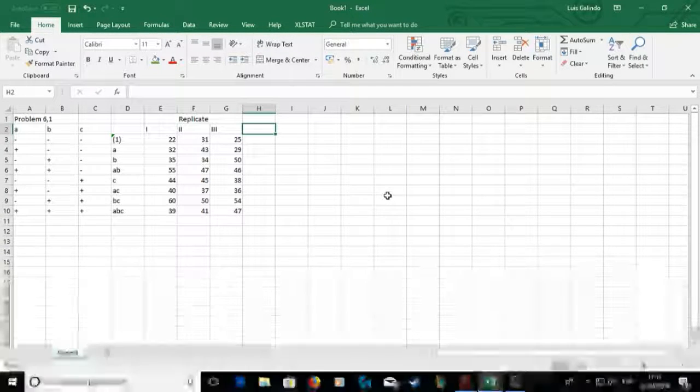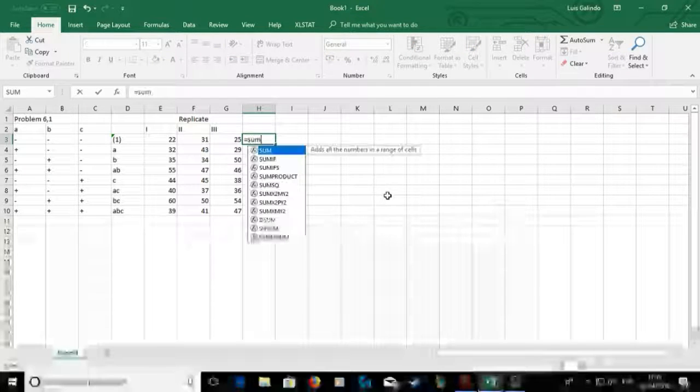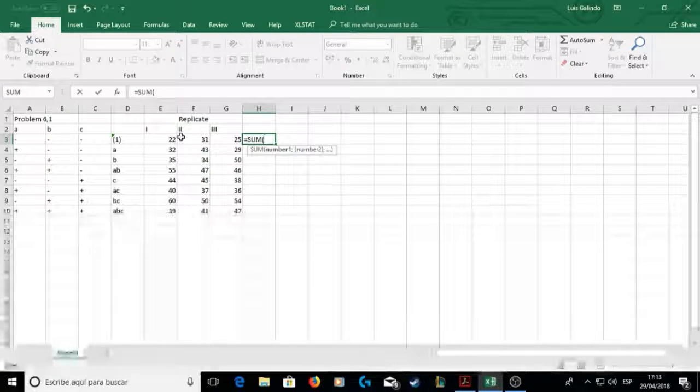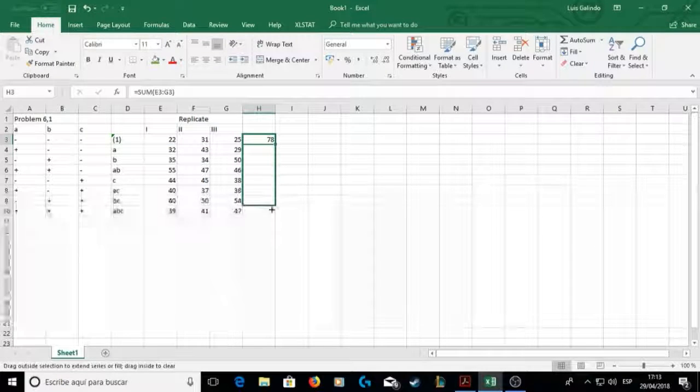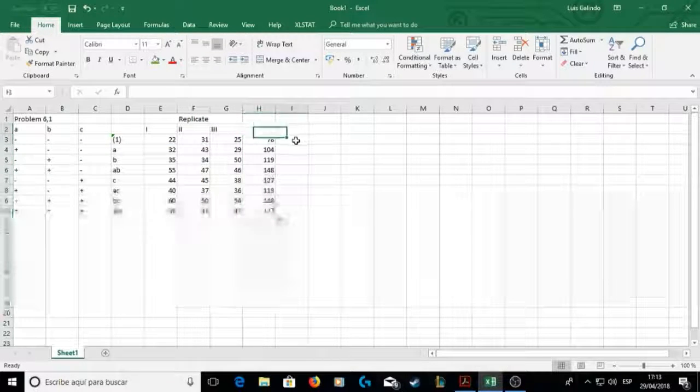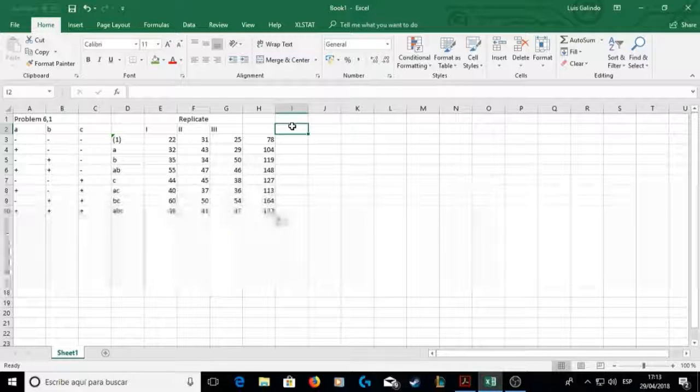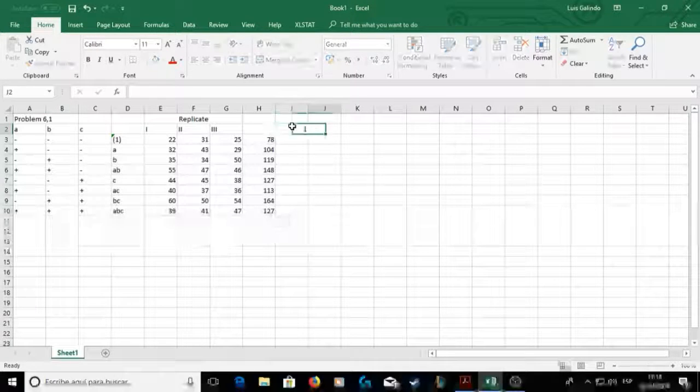Now we have to make a sum, because if not, we cannot have Yates algorithm. So we do a sum, we run it. Now, for Yates algorithm, we must have as many columns as we have factors. So 3 columns.